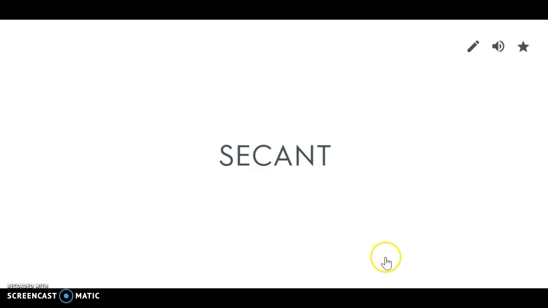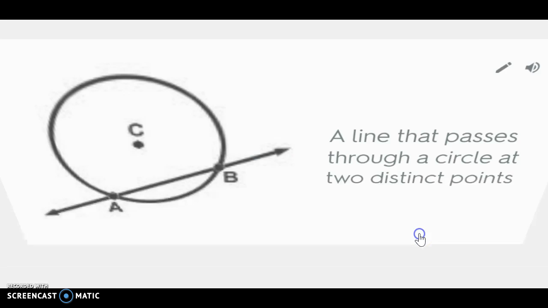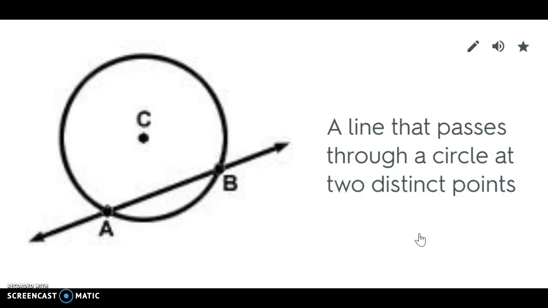A secant. A secant is a line that passes through the circle at 2 points. So if I cut off these arrows on the left and right, it's a chord. But because it has those arrows, that makes it a secant. So a secant actually goes through the circle at 2 points.